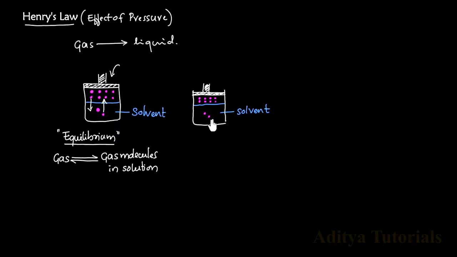Now just make an observation here, students. The gas molecules here are present in high pressure. It means that the volume is decreased. So when the volume is decreased, the concentration of the gas molecules in this section gets increased. Concentration of gas phase increased.